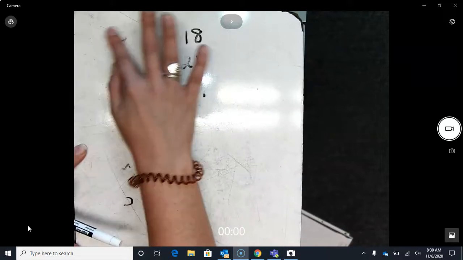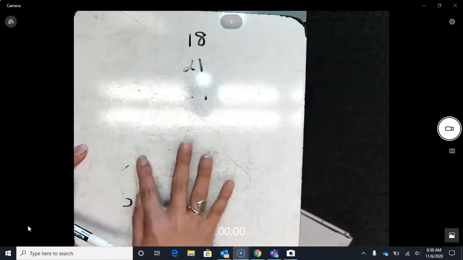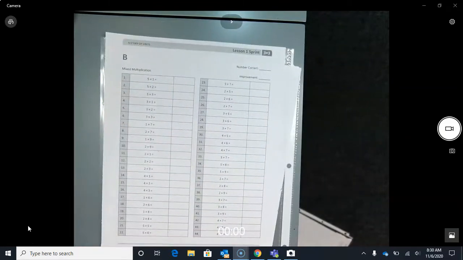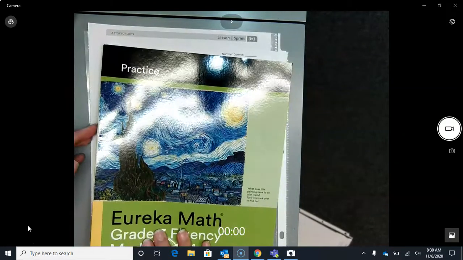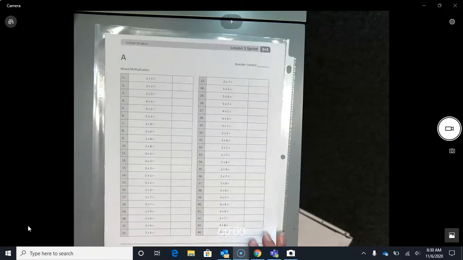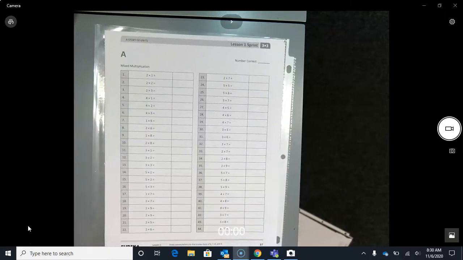Okay, so now it's time for us to do a sprint. A sprint is how we practice becoming fluent, which means quick, with some of our math facts. So what you're going to need is your practice book. It looks like this. Open it up to page 67. It has an A on the top and it says Lesson 1 Sprint. And a sprint is a really fun game, you guys. This is how we play it. I am going to set a timer for 1 minute. You're going to hold your pencil in the air so there's no cheating.